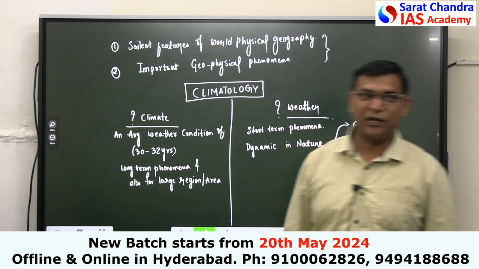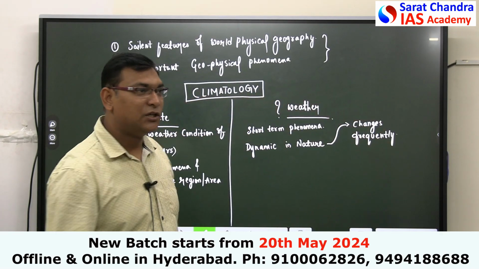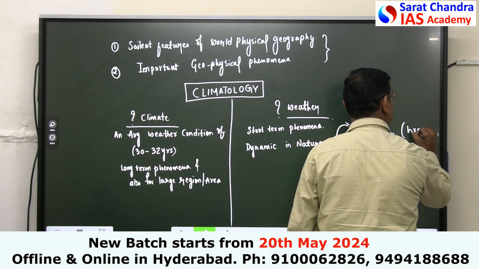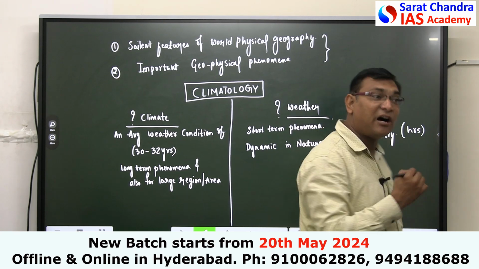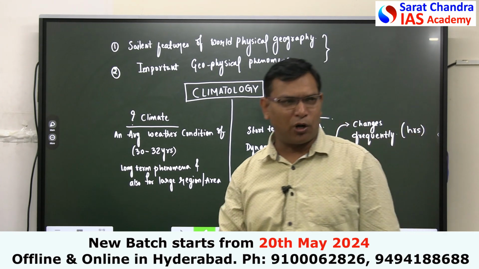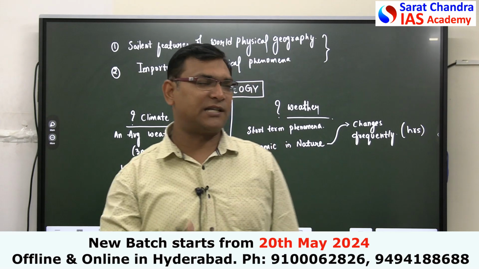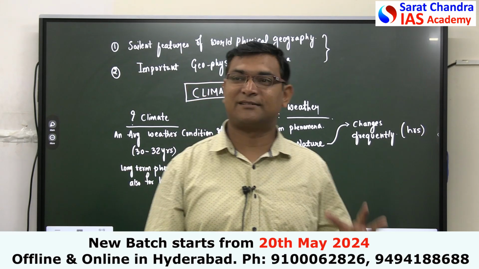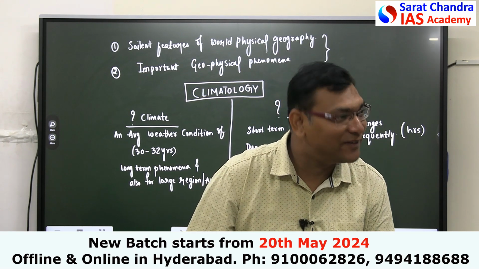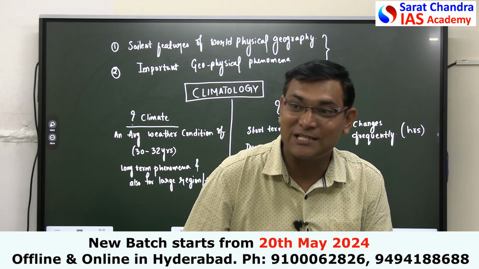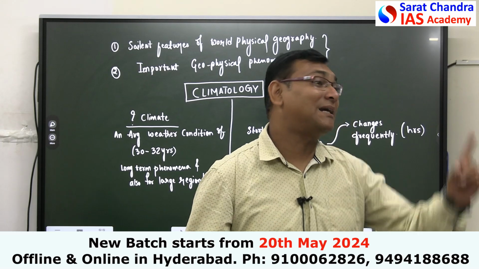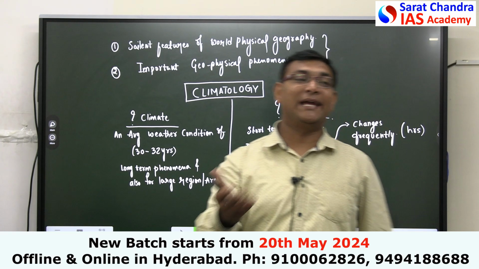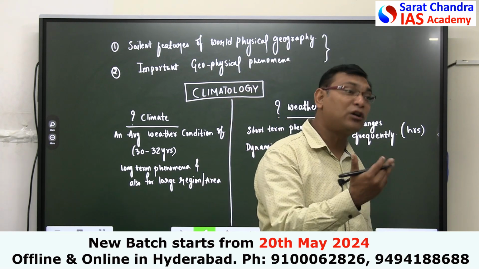It changes very frequently. Meaning what? Within hours it will change. Like for example, in the morning, in the afternoon it is very bright and sunny. Suddenly in the evening hours there will be showers. What is that? Weather? Yes or no? It has changed dynamically? Yes, but climate is not like that. Climate changes over a decade, it is a long-term phenomenon.